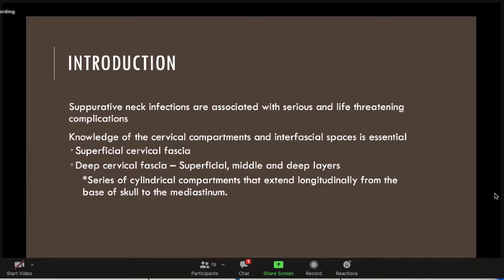We have the superficial cervical fascia and the deep cervical fascia. The deep cervical fascia is further divided into superficial, middle, and deep layers. These spaces will form a series of cylindrical compartments that extend longitudinally from the base of skull to the mediastinum. And in between these fascial spaces, we also have the interfascial spaces.